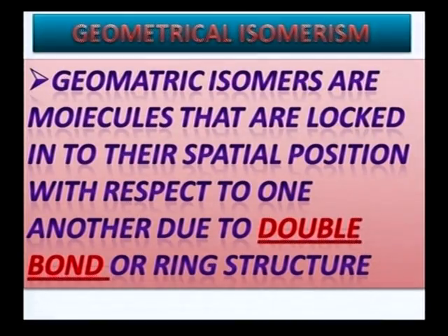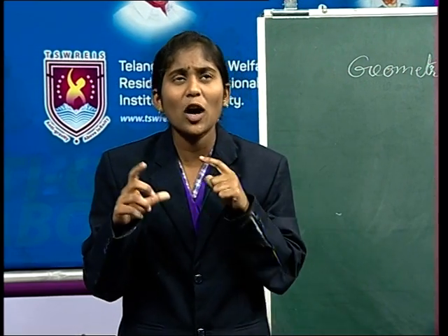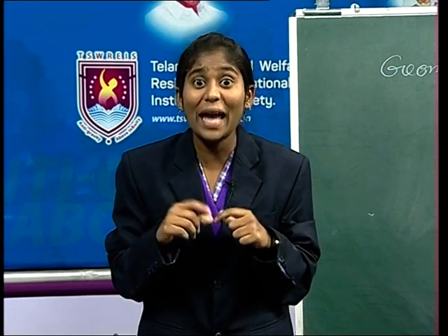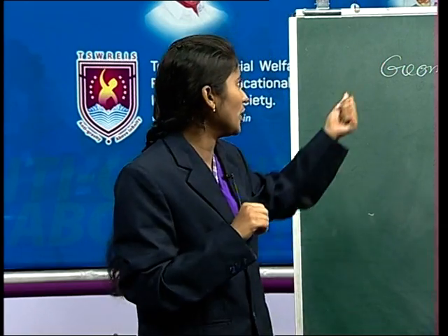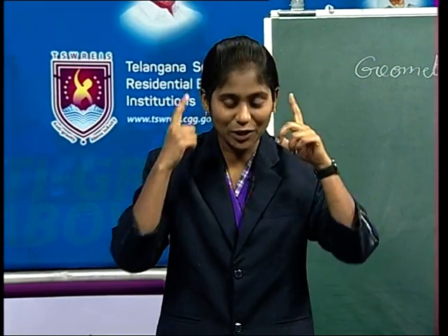Are you following? So this is geometrical isomerism. In this geometrical isomerism, friends, we observe that the double bond is not rotated, commonly seen in alkenes, with the presence of two different non-superimposable forms. Okay friends, this is the definition of geometrical isomerism.